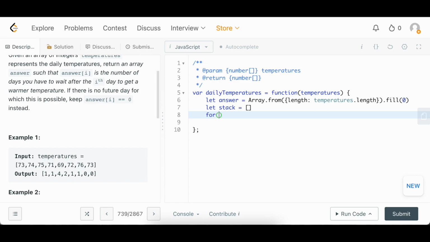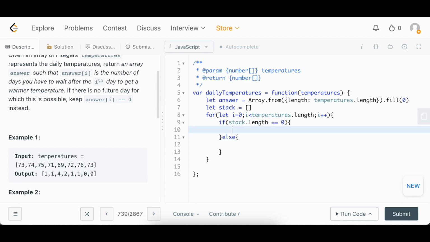And now we simply loop through the temperatures array, and first we'll check if my stack is empty. If that is the case, what will we do? We'll simply push whatever the current temperature is. No, wrong. We have to push the indices, right? Because indices is what helps us calculate the difference in the number of days, which is actually what we need.